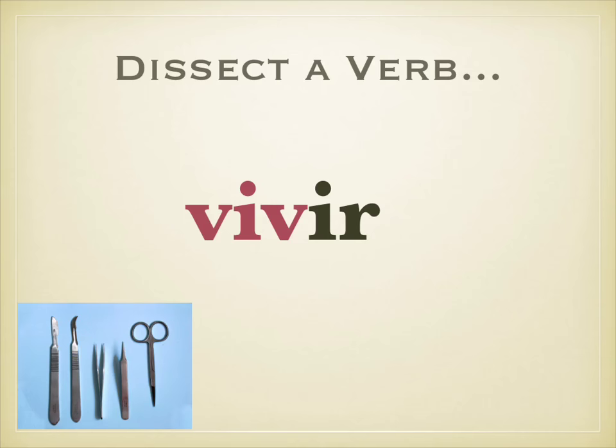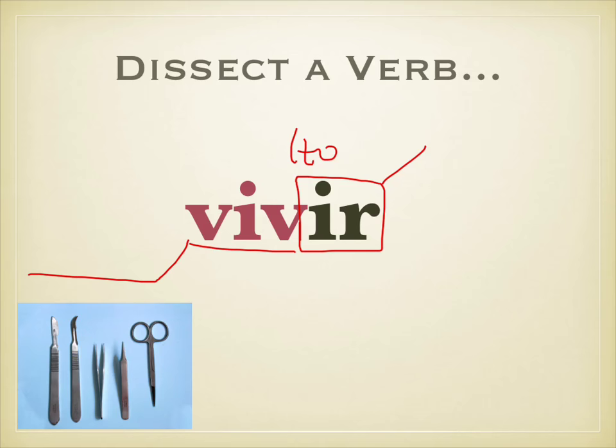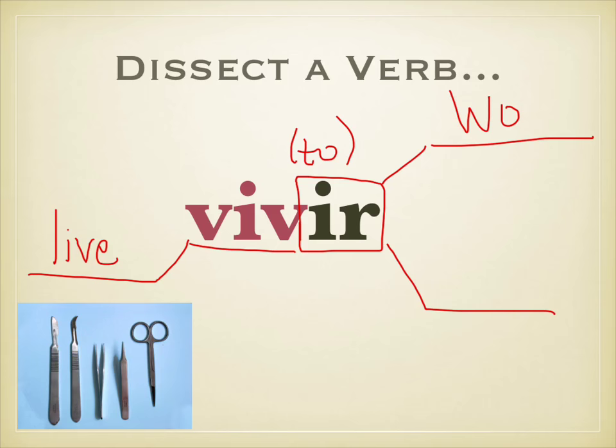So vivir, let's dissect it. This verb tells you two different things. This ending right here, the IR, is the "to" part. And this part is what we call the stem or the root of the verb, and it means live. When we take off that IR ending and put a different ending on it, which I'll show you later, it's going to say something else. This ending can tell us two different things: who did it, and when it took place, whether in the past, present, or future.